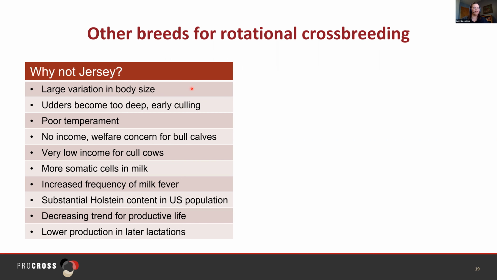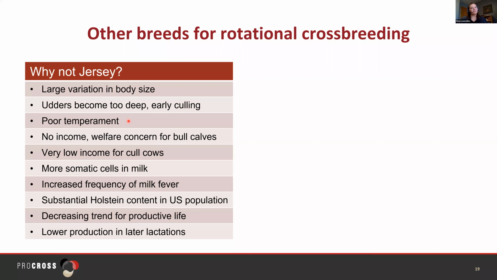And I want to talk more about that when we also pick bulls for ProCROSS too, because size is an important thing. We've done a lot of, when I say we, I mean the University of Minnesota, because that's my background of my career. When we've done research with Jersey for crossbreeding, we noticed udders have become too deep, and this has caused early culling. So we see a lot of people who start with Jersey and then they come over to other breeds because early culling and shorter lifespans from Jersey are a part of that.